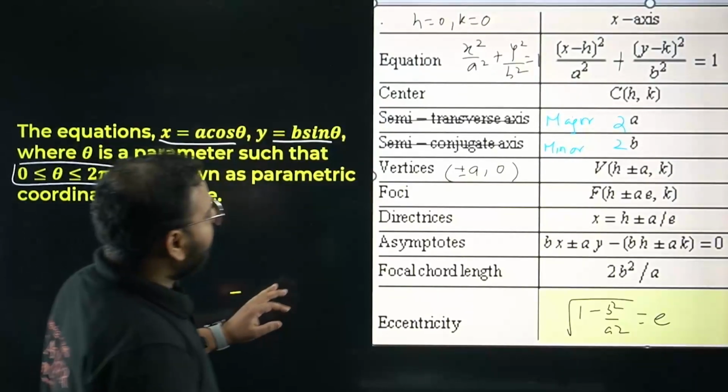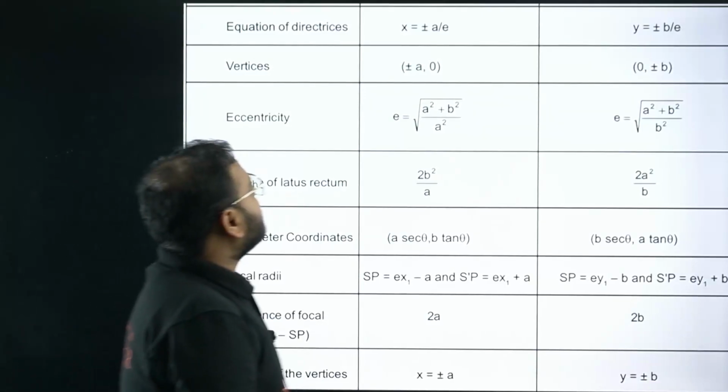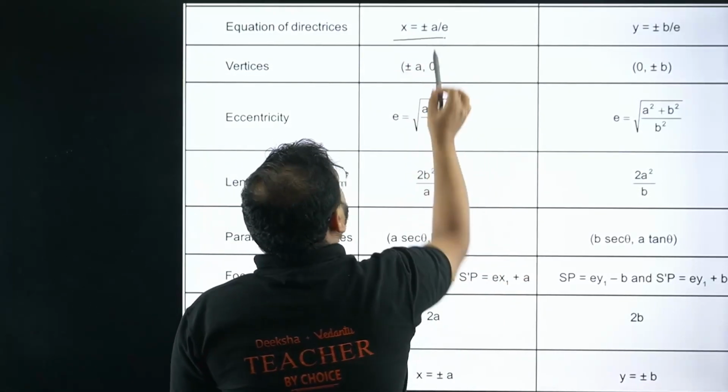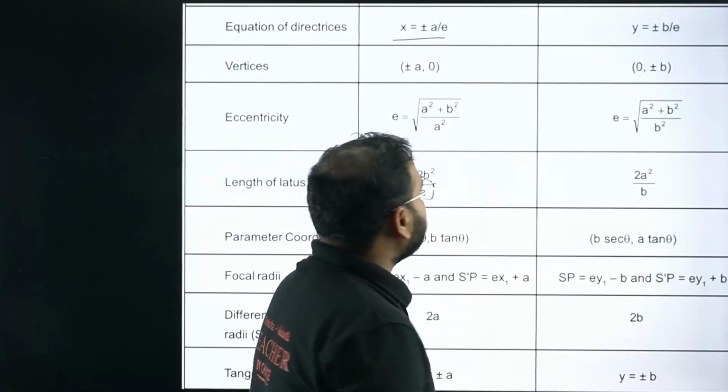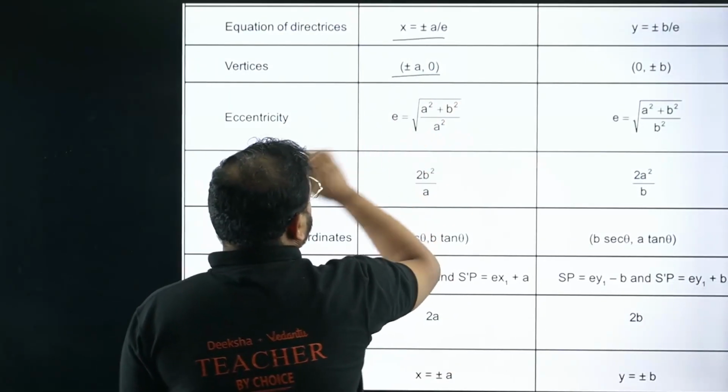Okay. Let's move on. What next, sir? Equation of directrices will become the same thing: x equals plus minus a by e. And vertices will be, sir, (plus minus a, 0).